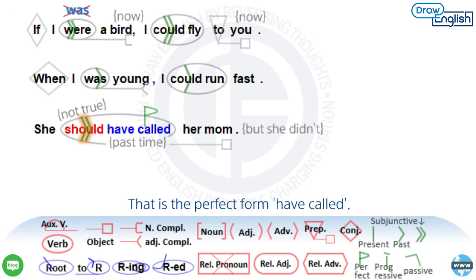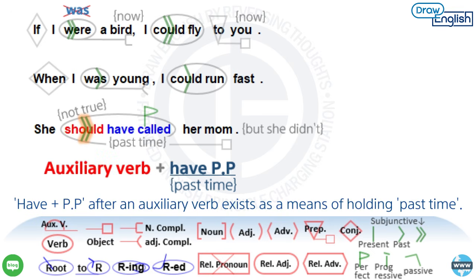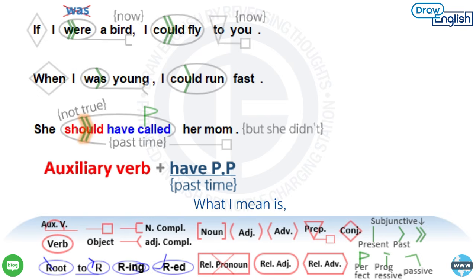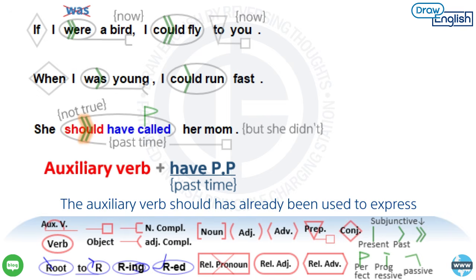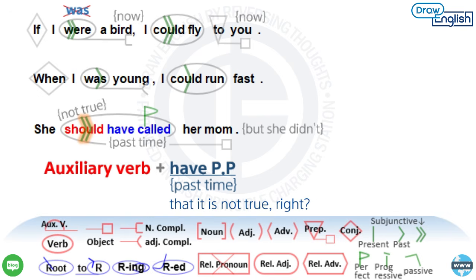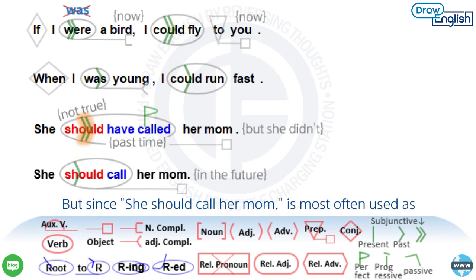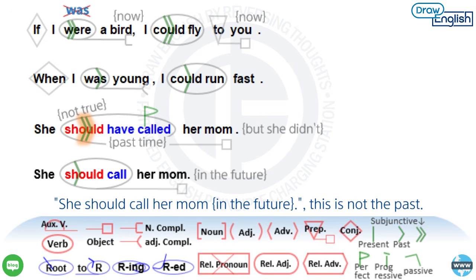That is the perfect form, "have called." It holds the past time in it. Have plus pp after an auxiliary verb exists as a means of holding past time. What I mean is, the auxiliary verb "should" has already been used to express that it is not true, right? So we also need to express past time. But since "she should call her mom" is most often used in the future, this is not the past.